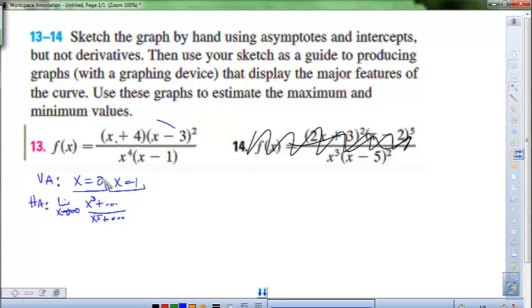So it looks like the degree of the numerator is 3, the degree in the denominator is 5, and so since the degree in the denominator is larger, as x goes off to infinity, this will dominate and go to infinity faster than x cubed, and so this would just be 0. So we have a horizontal asymptote at y equals 0.